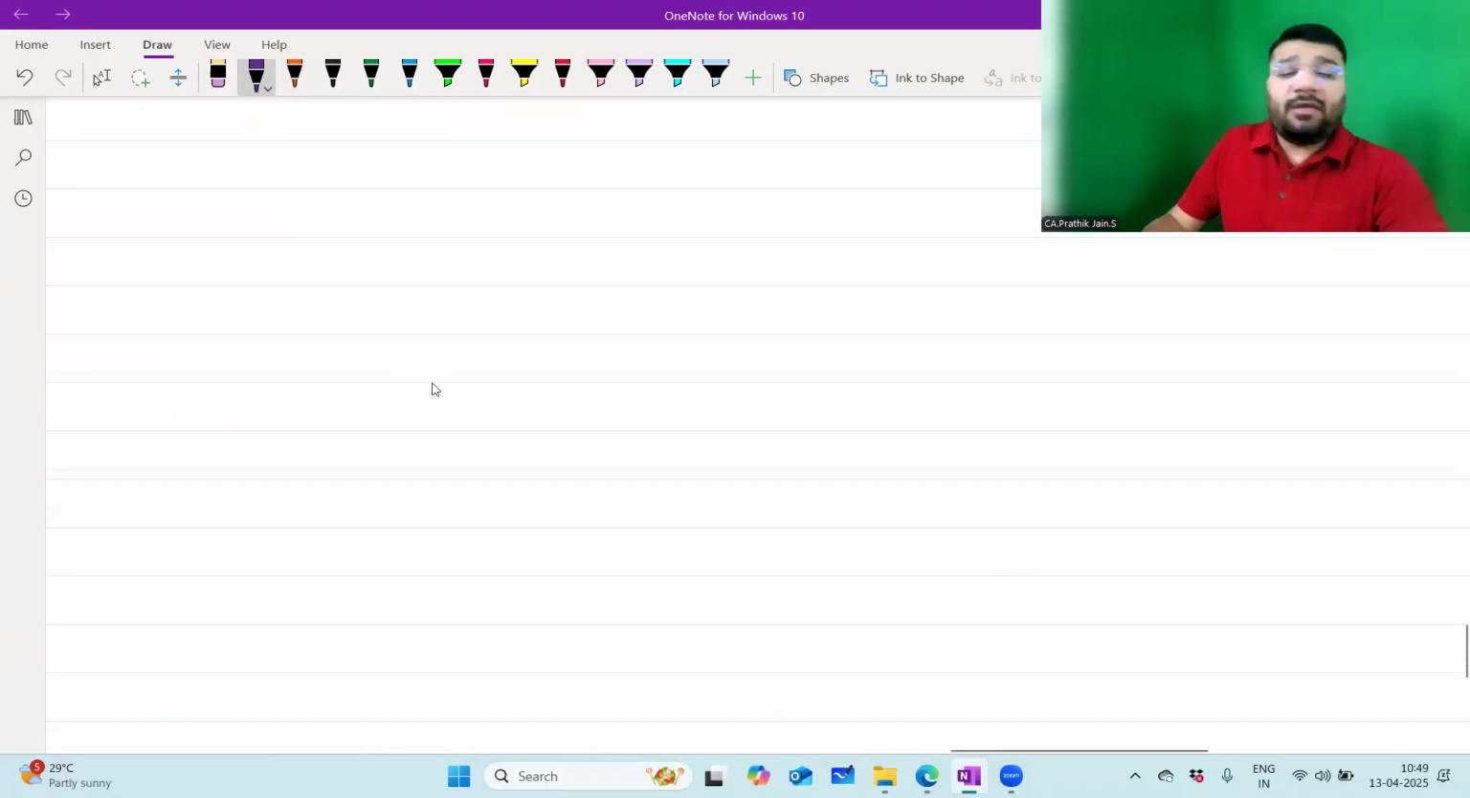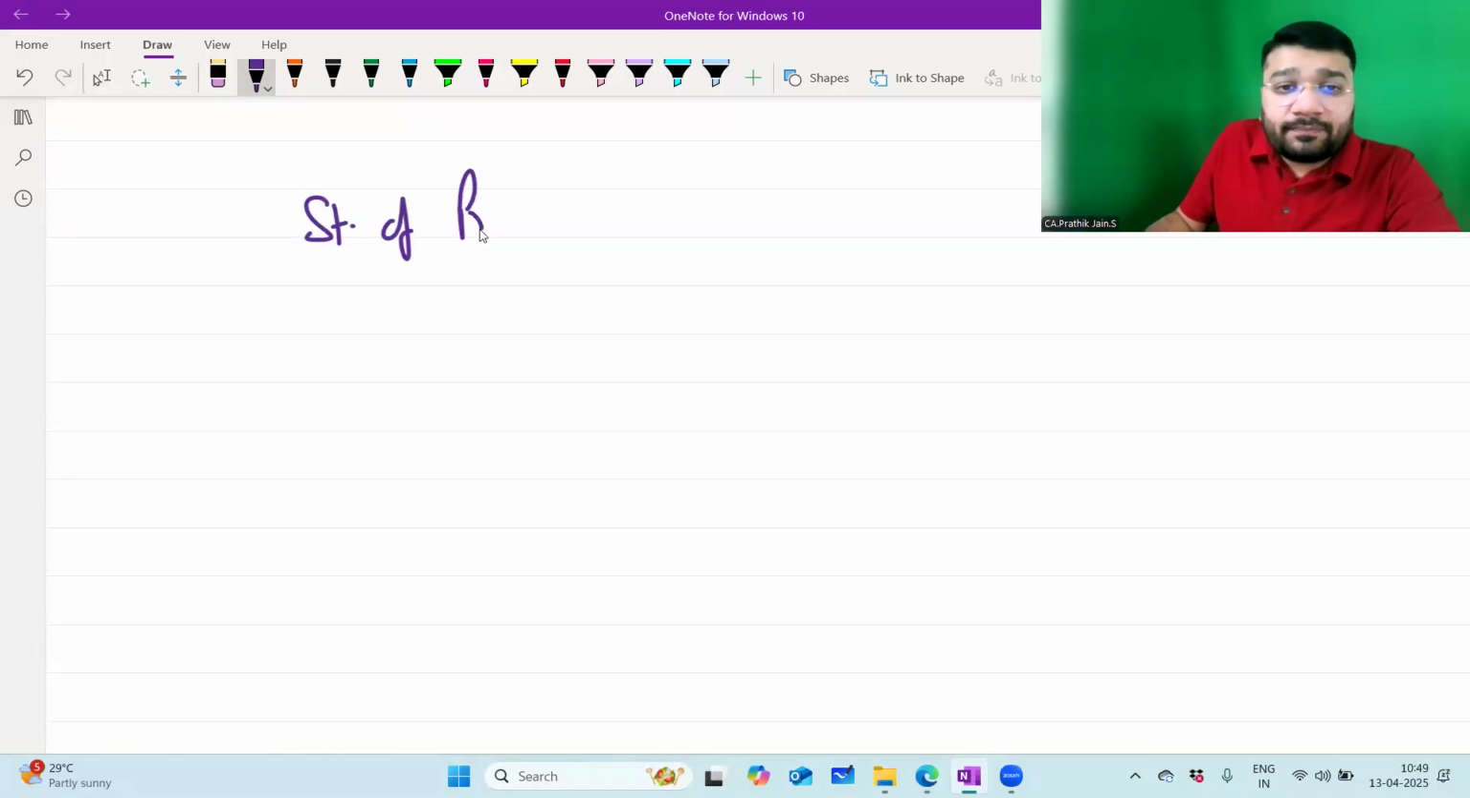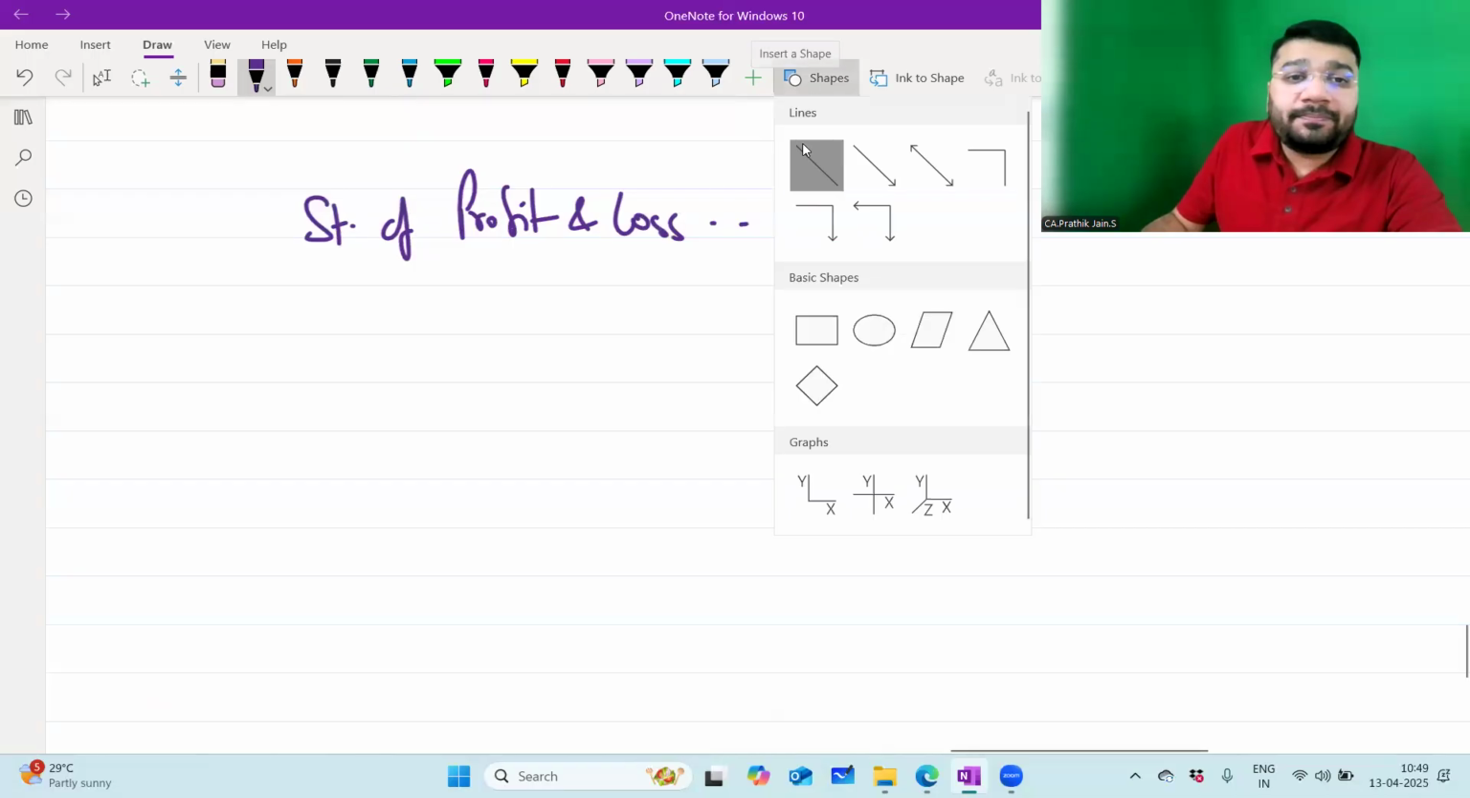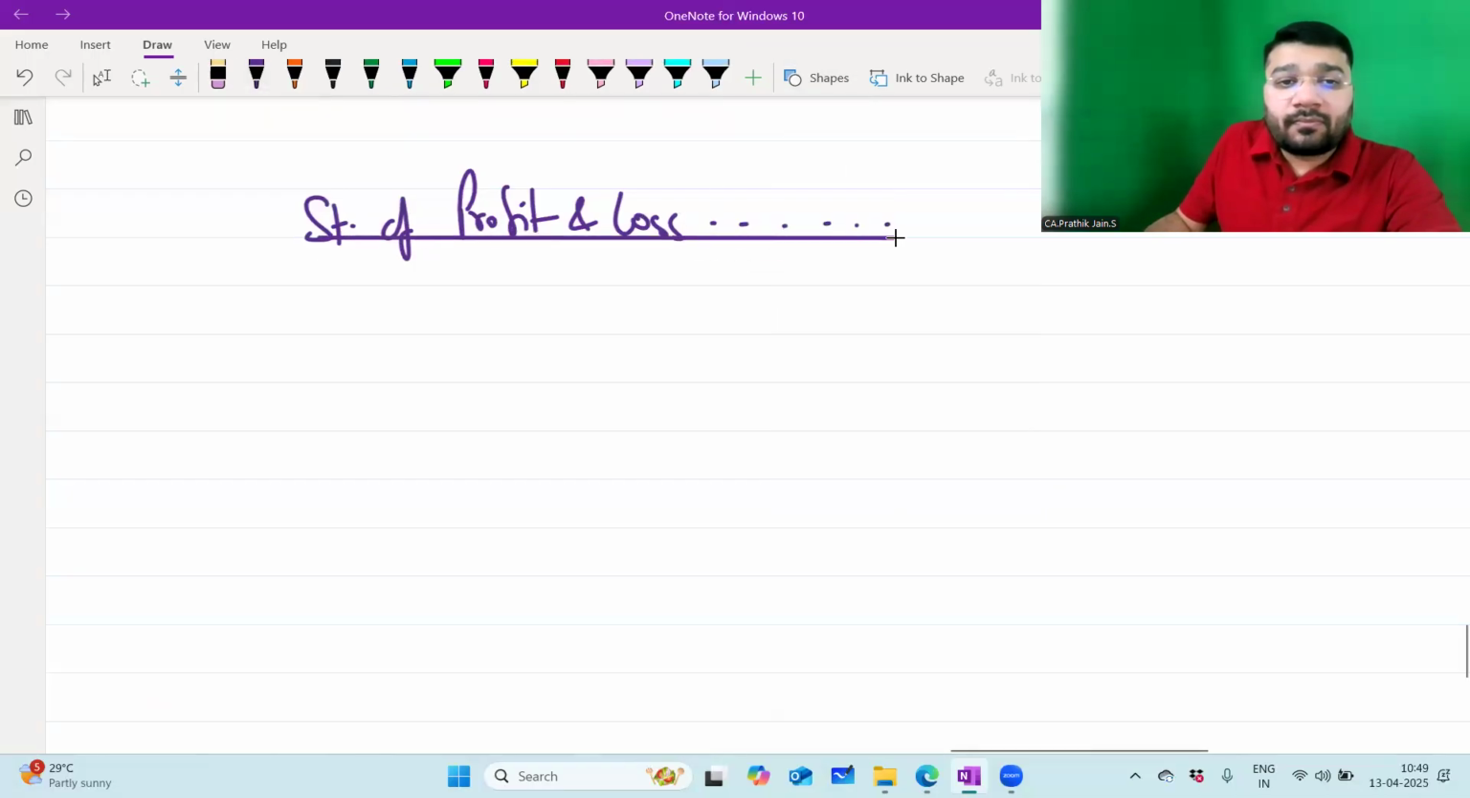Now, please tell me, people, if I have to prepare a statement of P&L for a company, what is my starting point? Revenue from operations. So let me prepare the statement of profit and loss for the year ended so and so. Any problem? Now, first item is revenue from operations. Second item is other income.